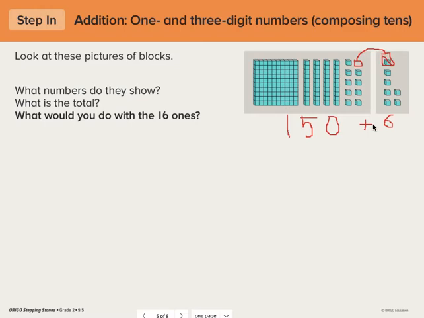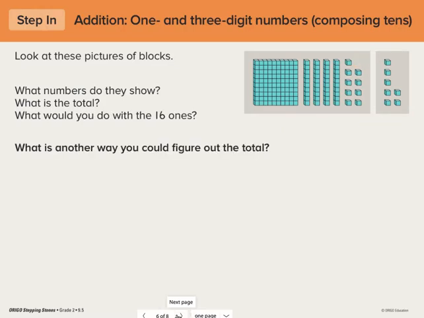Is that a lot quicker to add in our heads? Absolutely. In a snap, call it right out. What's 150 plus 6? 156, right? What is another way you could figure out the total? So we just did that by making a 10, okay, and making our numbers more friendly, and we used blocks. Are there any other ways that we could figure out the total? Any other tools we might use?